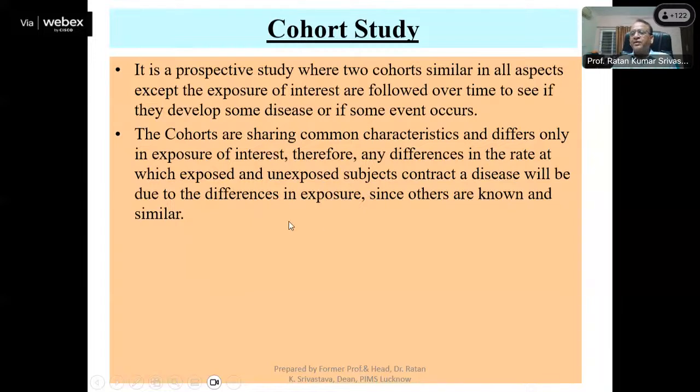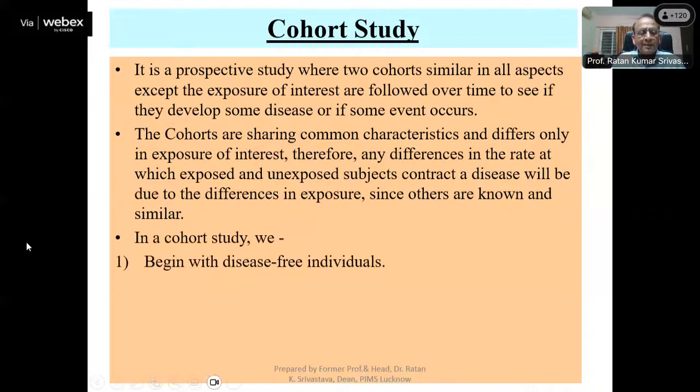They may contract disease, but at the time of selection, starting a cohort study, everyone will be healthy with no disease. Only one group will be the exposed group, another will be non-exposed. So both the groups are similar. In a cohort study, we begin with disease-free individuals. This is very important. Classify people as exposed or unexposed. I will not use the word patient. I will use the words classify people as exposed and unexposed. I will make a correction here. It is not patient, because we do not have patients.